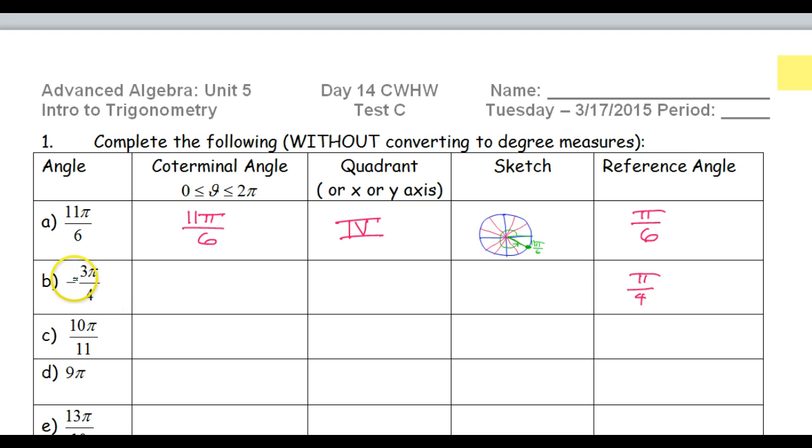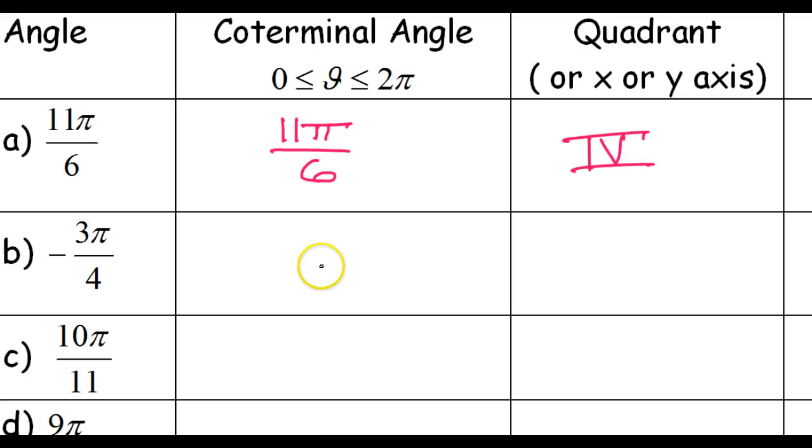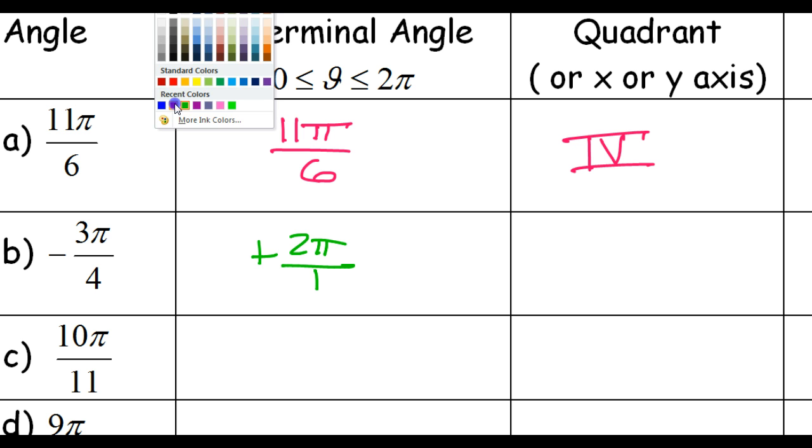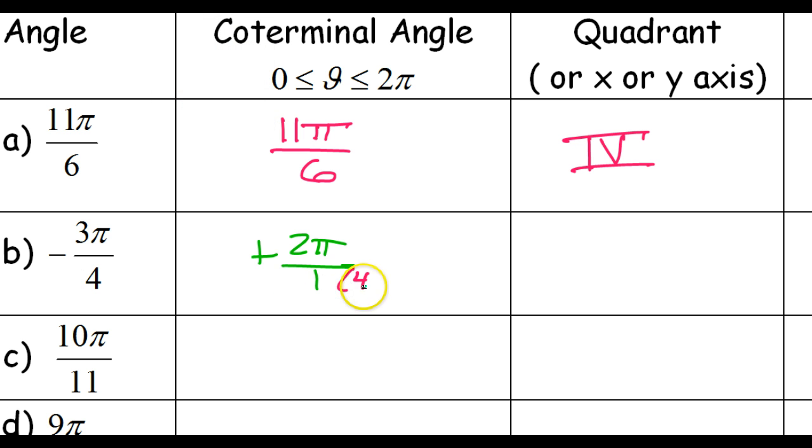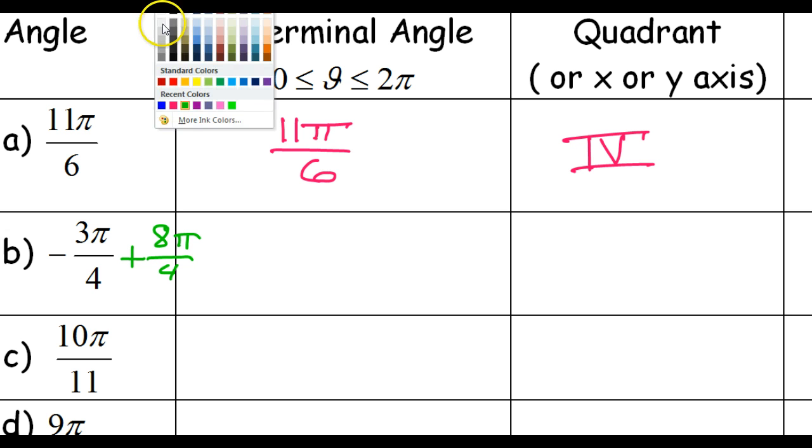Alright, look at B. This one is negative. I need to get between 0 and 2 pi, so that means I need to add 2 pi to this. Okay, so I want to add 2 pi, but remember this is like 2 pi over 1. I need like denominators, right? So I'm going to wind up multiplying this by 4. So can you see that this is going to be 8 pi over 4? So that's what I'm going to really add here. So I'm going to go plus 8 pi over 4 to get my coterminal angle.